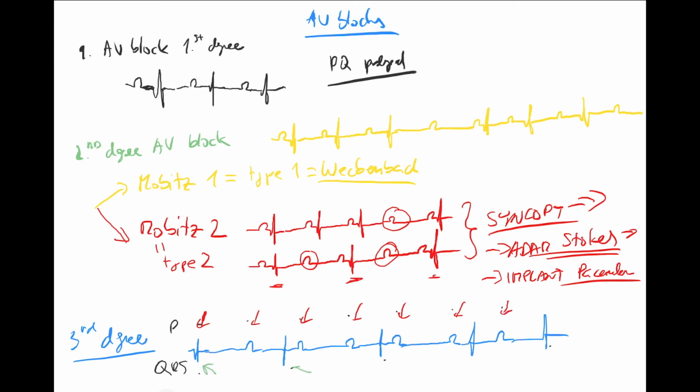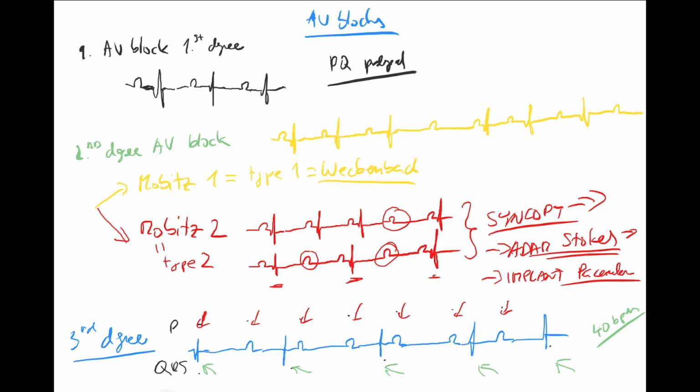Here is the contraction of the ventricles, which is the final pulse you're going to feel on the radial artery. So it could be like, I don't know, 40 beats per minute, for example. Totally independent, fully independent. So those are AV blocks.